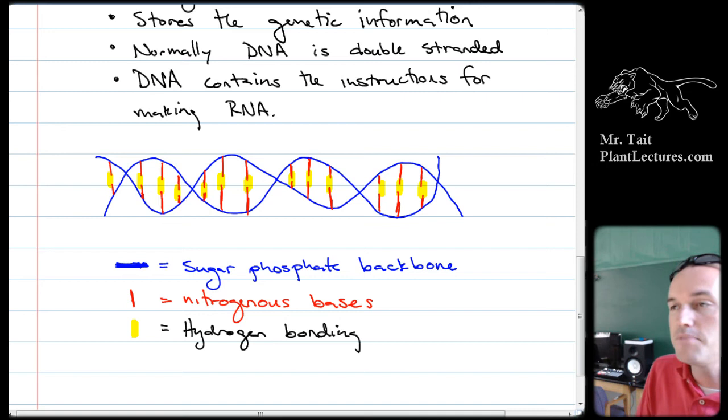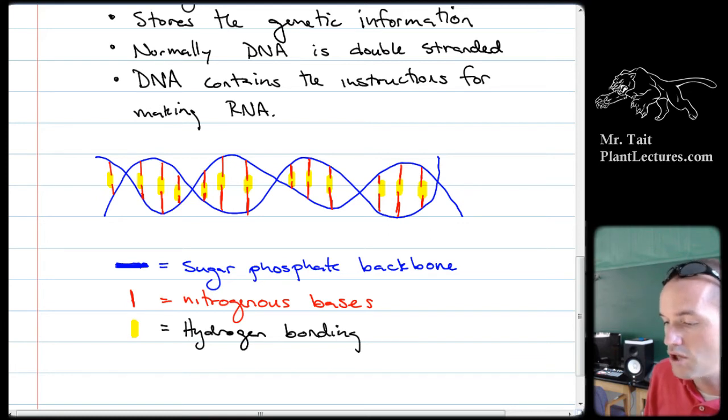Okay? And the hydrogen bonding is always going to occur between specific nucleotides that we call complementary base pairs. And those complementary base pairs are going to be adenine and thymine, and guanine and cytosine, and we'll write that down in just a second. But I want to do some other things first.